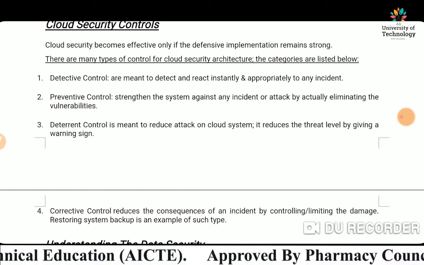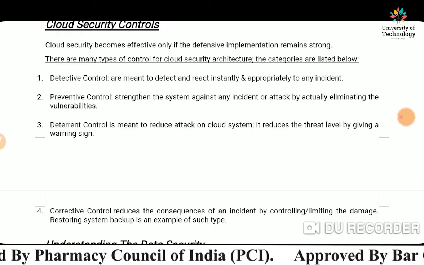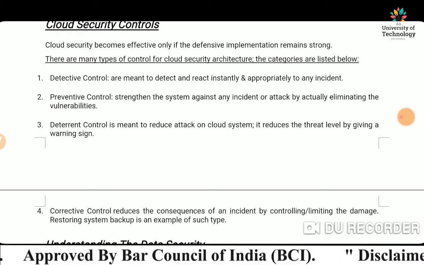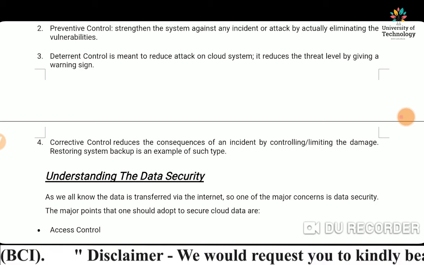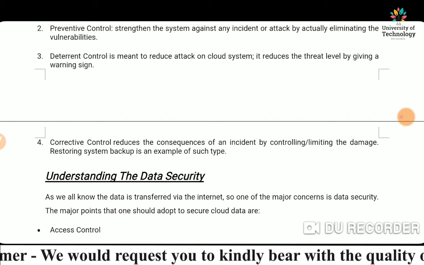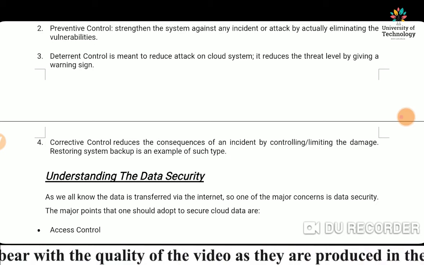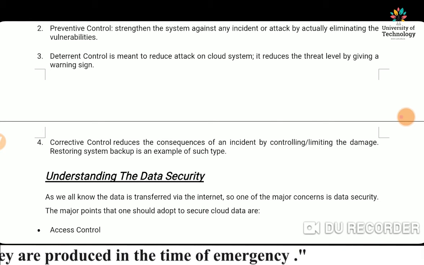Next, deterrent control is meant to reduce attacks on the cloud system. It reduces the threat level by giving a warning sign. Next, corrective control reduces the consequences of an incident by controlling or limiting the damage. Restoring a system backup is an example of this type.